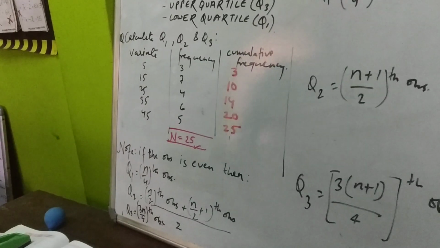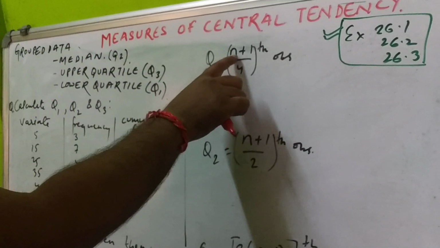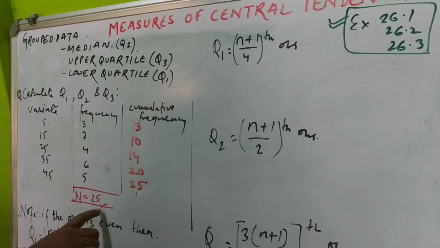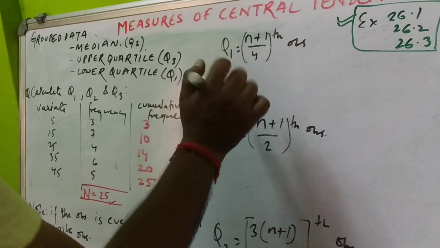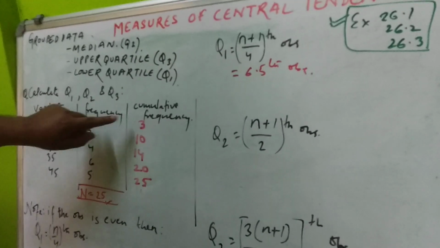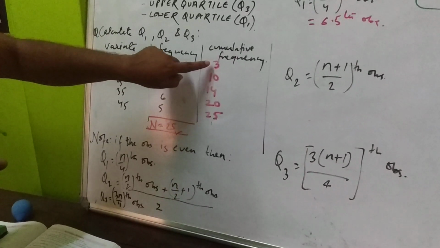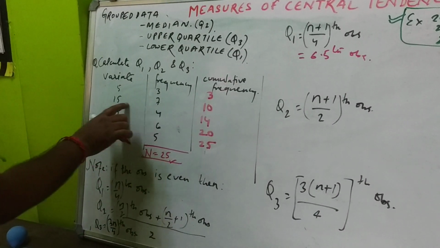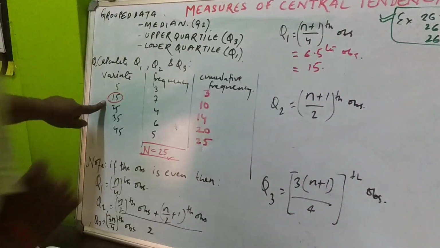Now if I want to calculate Q1, that is the lower quartile, then the formula is (n plus 1) by 4th observation. So n is this 25. 25 plus 1, 26, divided by 4, it is 6.5th observation. So from 1st to 3rd it is here. From 4th to 10th it is here, which means 6.5 is also inside this, which means my lower quartile will be this 15.